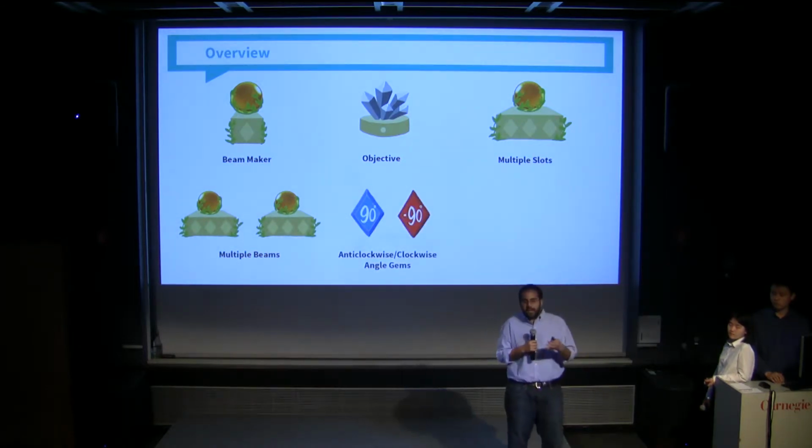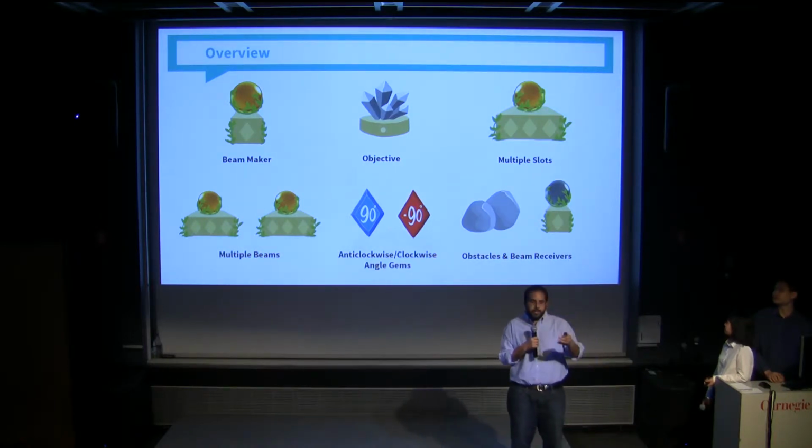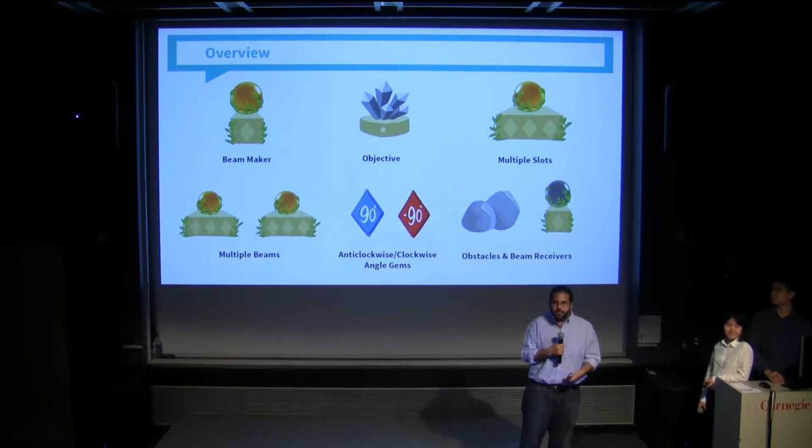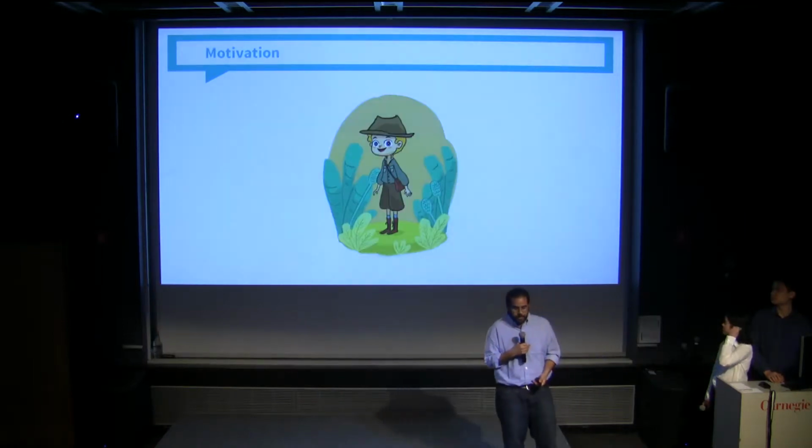At that point, we only had anti-clockwise gems. We saw this as an opportunity to introduce a new notion to our target demographic in the form of negative angles, clockwise rotation. And lastly, we came across, in Common Core, a number of geometric problems. We figured, how could we create these for our target demographic? So we introduced obstacles and beam receivers. This also increased the complexity of the problems we were looking at.